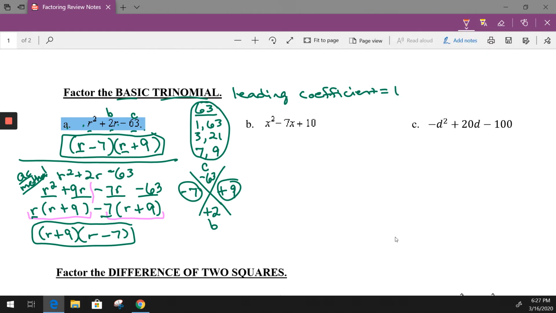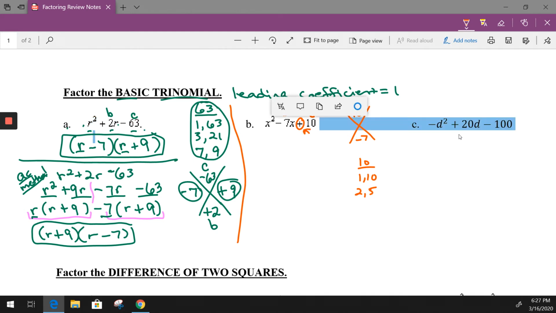All right, let's use orange this time. So now we have a basic trinomial again, but this time the constant c is positive and your b is negative. So as you're trying to factor this, you're trying to find two numbers that multiply together to equal a positive 10, but will add up to a negative 7. So 10 itself has factors of 1 and 10 and 2 and 5. So in order to get a positive here, you must have the same signs.